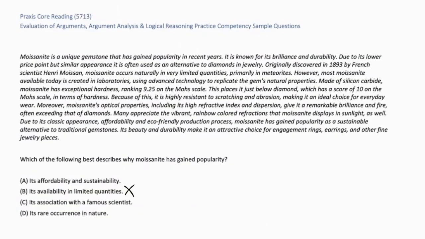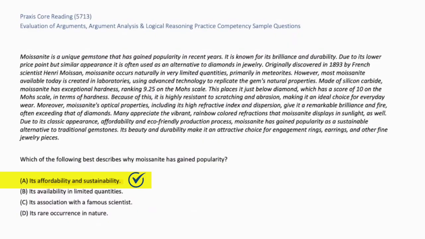B is incorrect because the passage says natural moissanite is rare, but most moissanite today is lab created. C is incorrect because Henry Moissan is mentioned only for historical background, not as the reason for its popularity. D is incorrect because rarity makes it harder to find, not more popular. The correct answer is A.